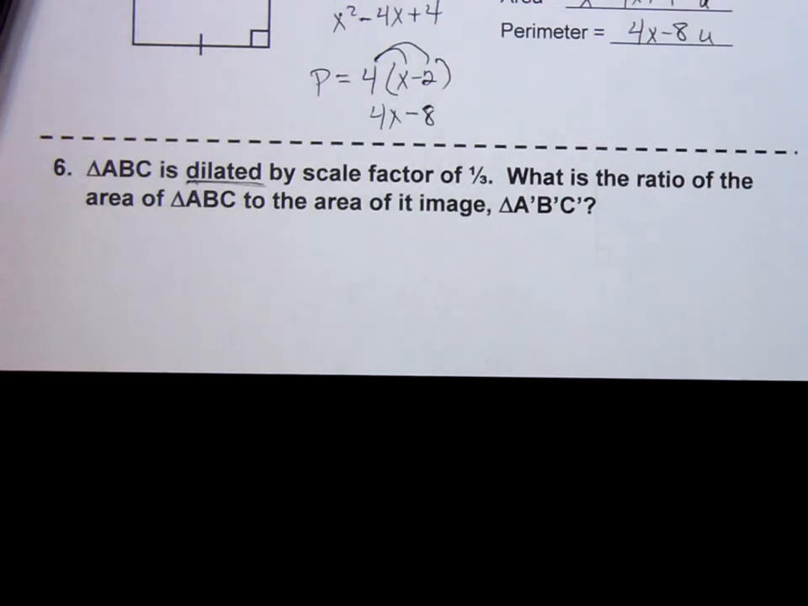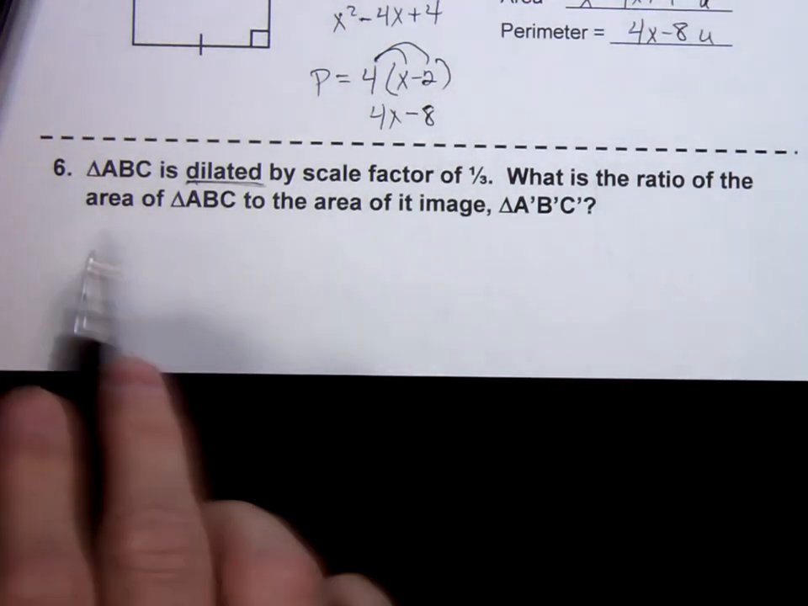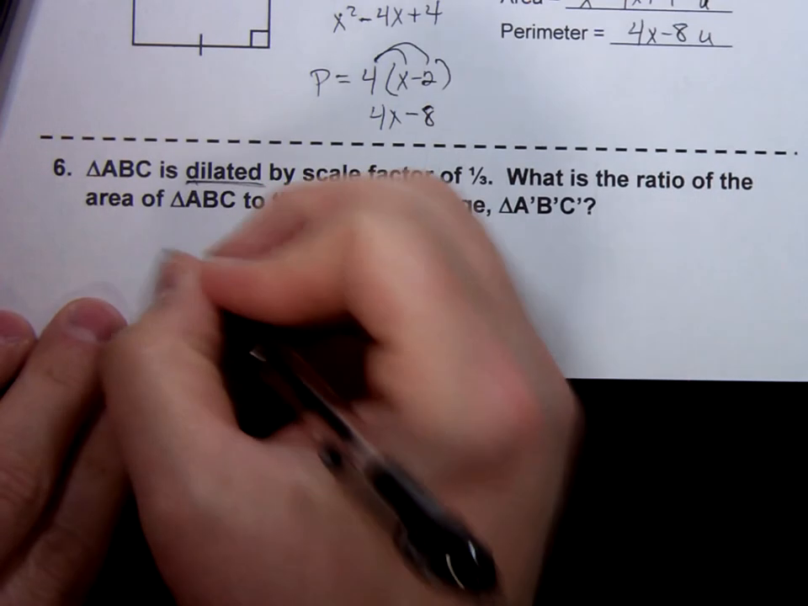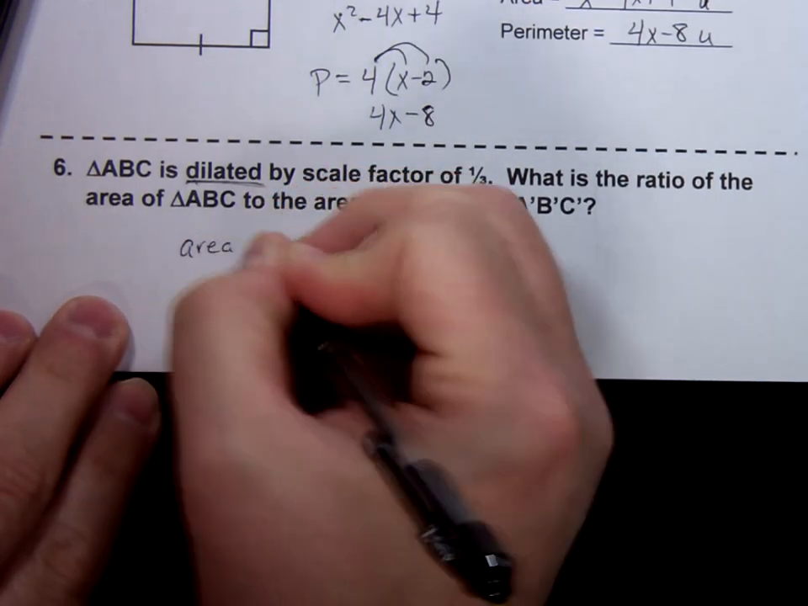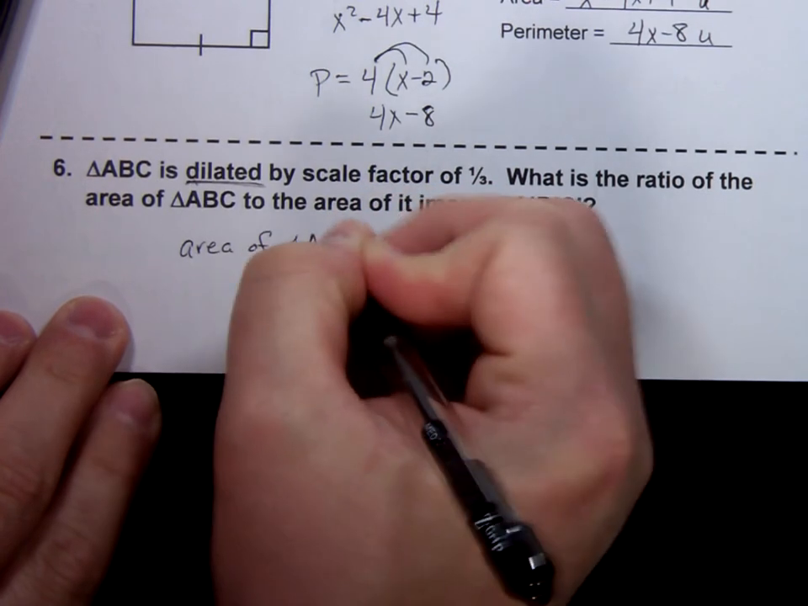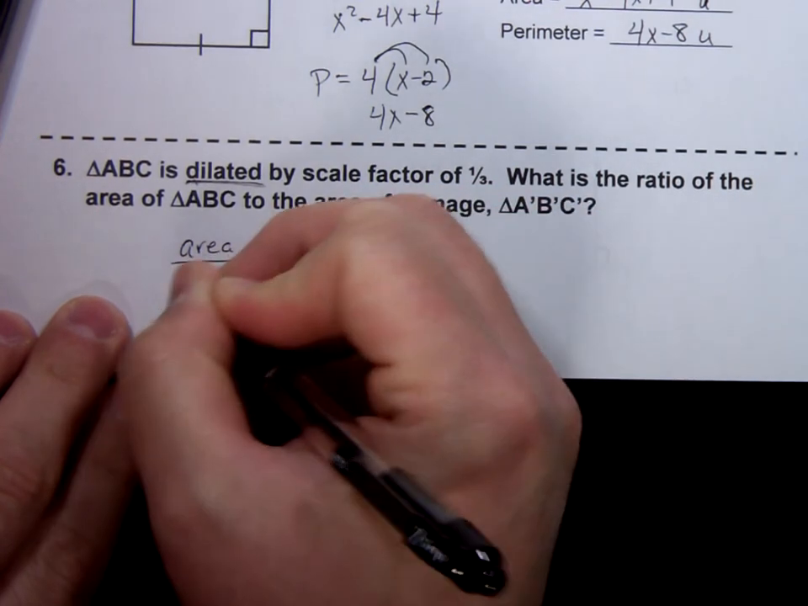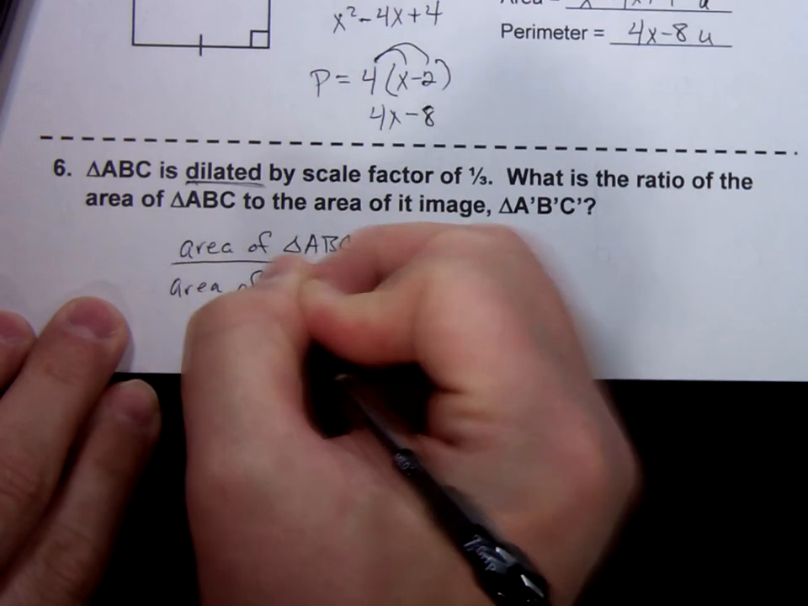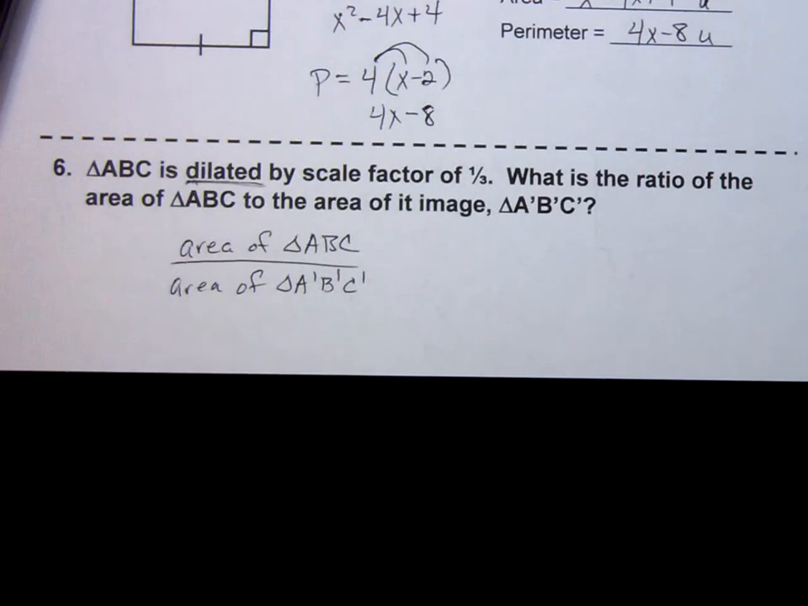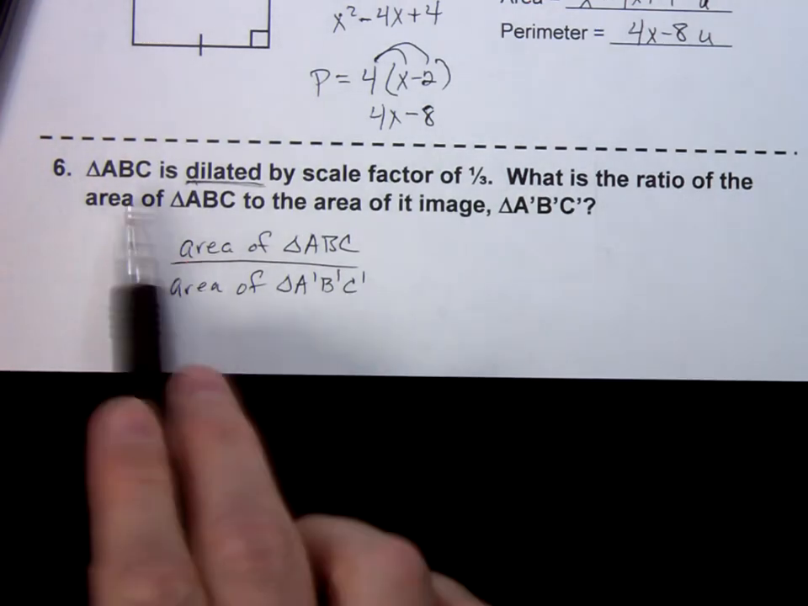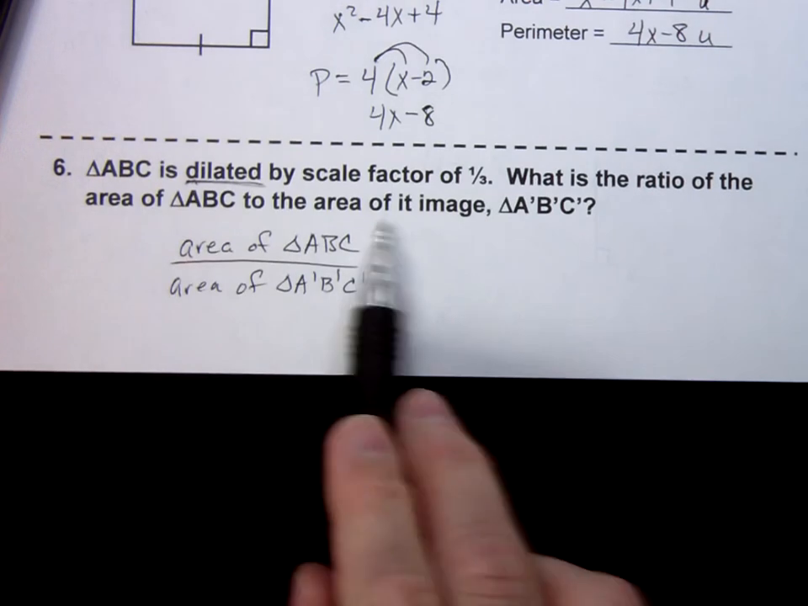So it says, what is the ratio of the area of triangle ABC to the area of its image? So we got area of triangle ABC to the area of triangle A prime, B prime, C prime. That's the way they want the ratio. The ratio of area of triangle ABC to the area of triangle A prime, B prime, C prime. When they tell you they want a ratio, the first thing that's listed always goes on top. The second thing listed always goes on the bottom.